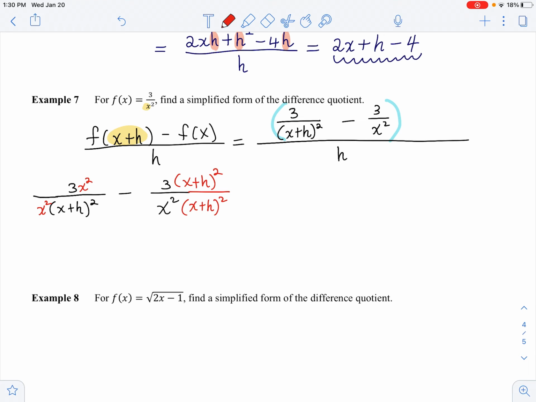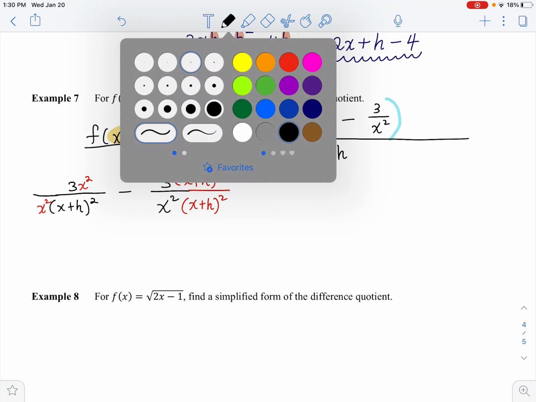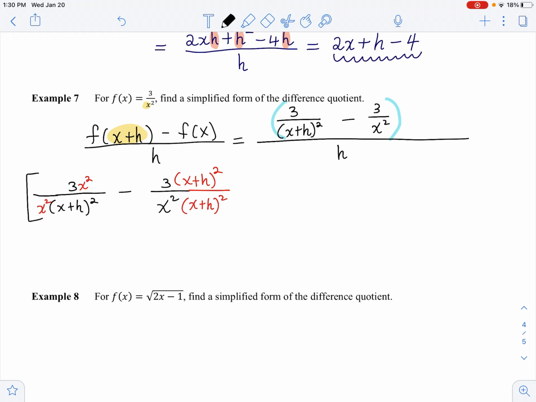Once I'm done subtracting and writing this as a single rational expression, I was going to divide them by h. But dividing a fraction by h will look kind of ugly. I will have a fraction in a fraction. So instead of dividing by h, how about I write it as multiplying by 1 over h? Because you know, dividing by 2 is the same as multiplying by 1/2. So instead of saying I'm going to divide everything by h, I will multiply by 1 over h.